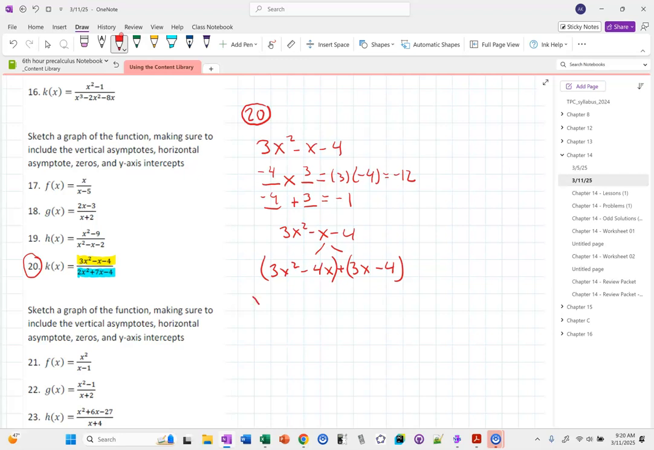From the first group, we can take out a greatest common factor of x. From the second group, there is no greatest common factor, but we can always take out a 1. So we take out a 1. And then each of these factors now contains a 3x minus 4. So when I factor that out, I'm left with an x plus 1. So that's the numerator factored.